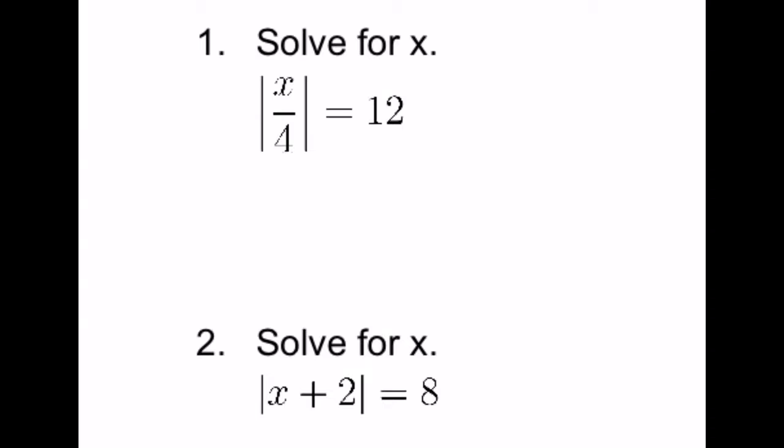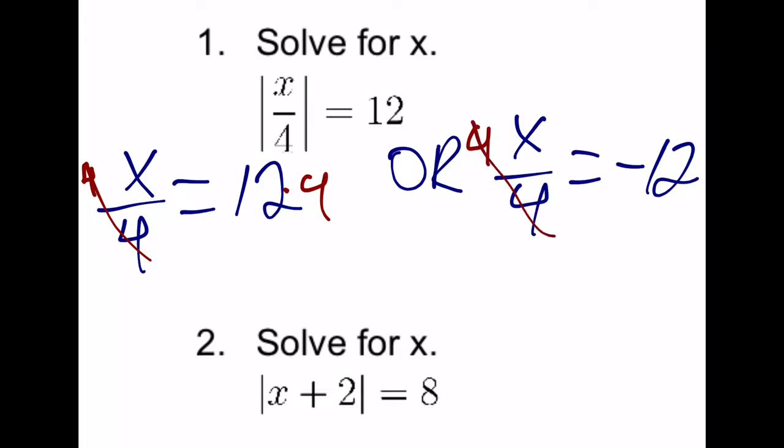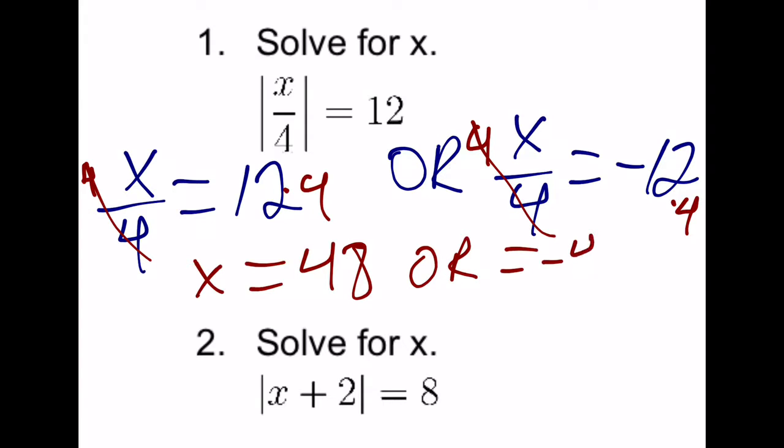When we have the absolute value of something equal to a positive number, we split this and it becomes x over 4 is equal to 12, or x over 4 is equal to negative 12. On both sides, we're going to multiply by 4. And this gives us x is equal to 48, or x is equal to negative 48. And we can rewrite this as x is equal to plus or minus 48 if we like.